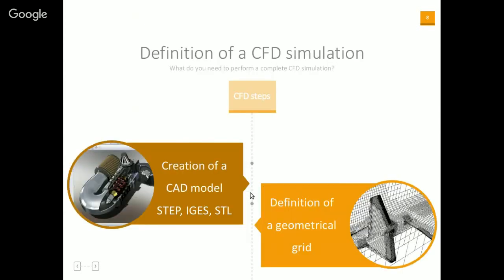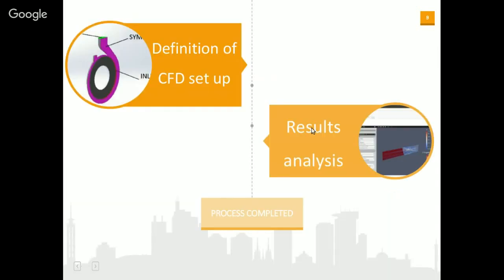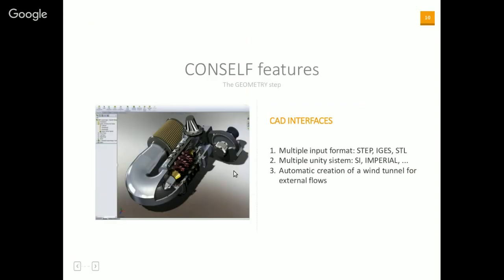So let's see how the CFD simulation is carried out with our software. There are 4 steps. The first one is the geometry, where you create and upload your CAD model. Then there is the definition of the computational grid. It means subdividing your fluid domain into small parts. Then the definition of the CFD setup with both model choice and boundary conditions, and finally results analysis. Let's dig a little bit more into each of the steps.